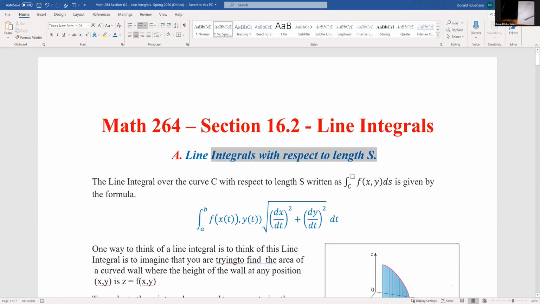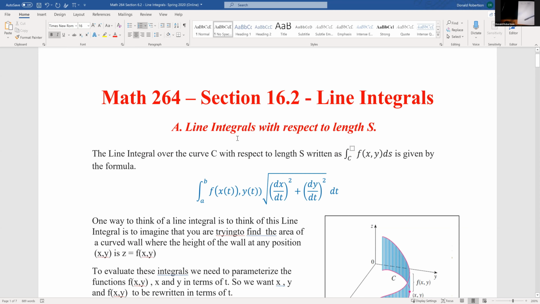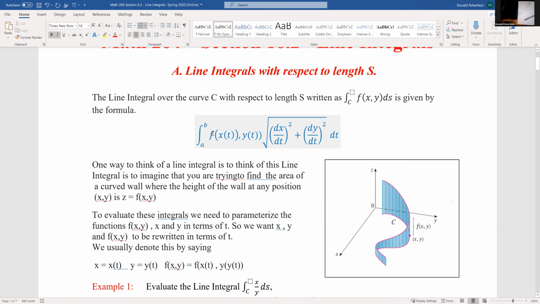There are different kinds of line integrals. The first type we're going to look at is a line integral with respect to the length. And basically a line integral is, you notice how it's just a single integral? And its formula is f of x(t), y(t) multiplied by this weird square root thing dt. It's not unlike the arc length formula that you might have met a way back in the day when you were doing Calc 2.